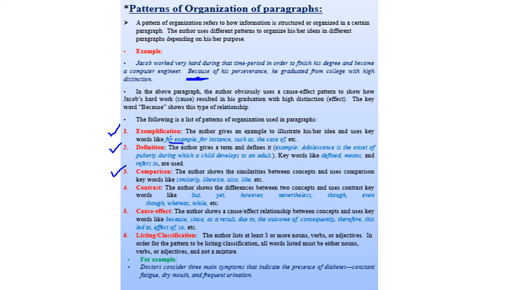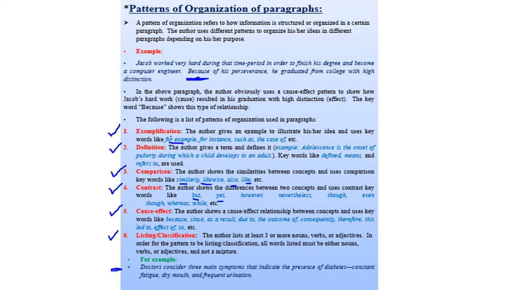Comparison, where the author compares two different things. The clue words would be similarly, likewise, also, like, alike, etc. Contrast, the differences between two ideas. Clues: but, yet, however, nevertheless, though, even though, whereas, while. Cause-effect, just like the one we just talked about. Listing or classification, this is a common one too, where you list several ideas, okay? Doctors, for example, here, doctors consider three main symptoms that indicate the presence of diabetes. Diabetes is high blood sugar, constant fatigue, dry mouth, and frequent urination.